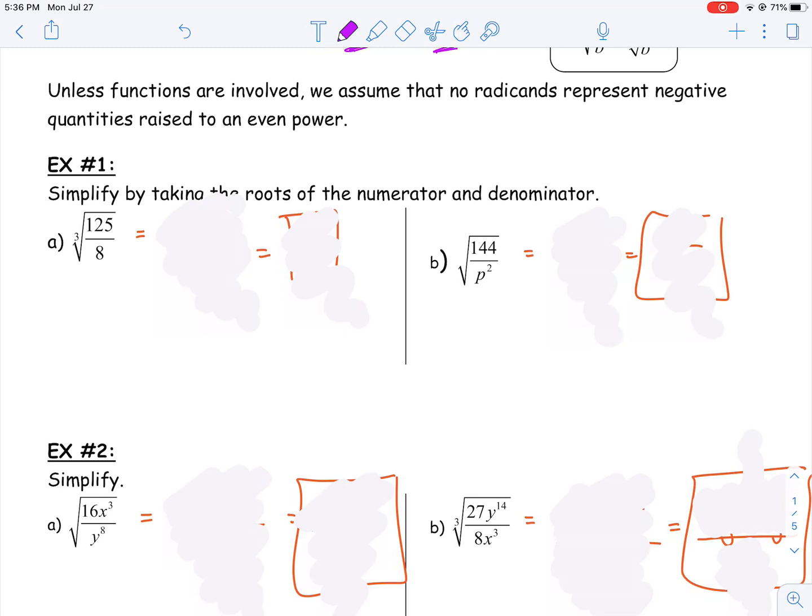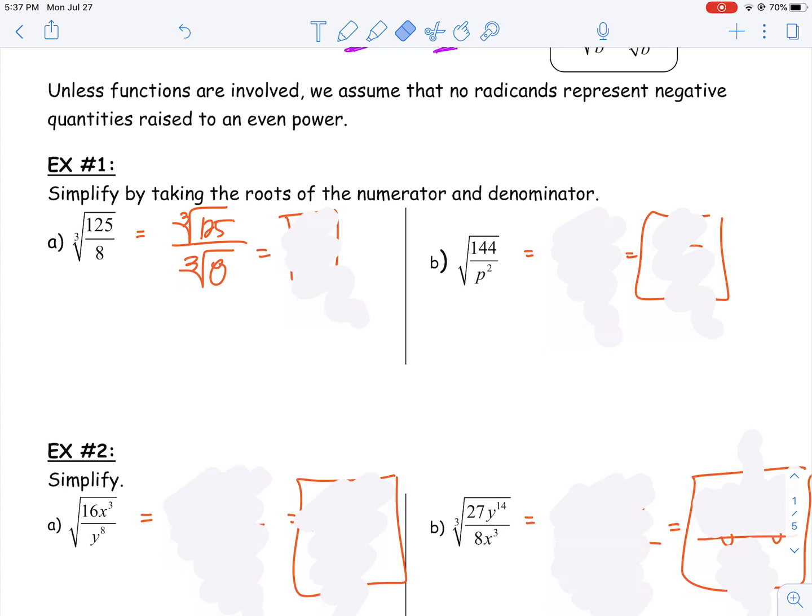So you see in example number 1a, we have the cube root of 125 divided by 8. Well, if I were trying to do 125 divided by 8 first, it doesn't quite go in evenly. So instead of doing that, what I can do is use the rule that instead of taking one big fat radical, I can take two smaller radicals. I can radicalize the numerator and radicalize the denominator. I can do the cube root of 125 divided by the cube root of 8.